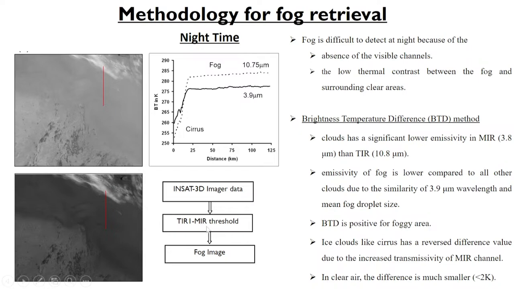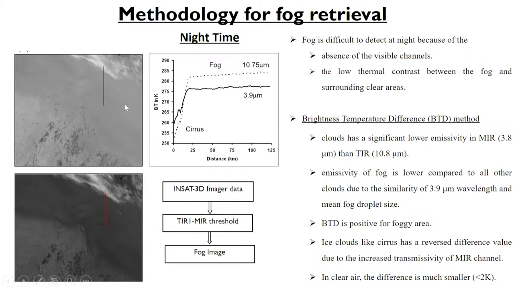So what is the peculiarity of fog in the mid-IR channel? Actually, fog has very low emissivity in the mid-IR channel. If it has a low emissivity in the mid-IR channel as compared to the thermal channel, then if I take the difference between the two, I will get a positive difference. However, for other features, that doesn't hold. In the mid-IR channel, other features don't have low emissivity, right?